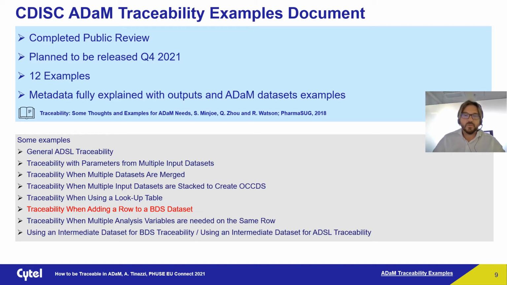I will show an example later on. Traceability when multiple analysis variables are needed on the same row, for example, for statistical analysis methods featuring multiple independent or dependent variables. Using an intermediate dataset for BDS traceability, or using an intermediate dataset for ADaM traceability when dealing with complex and articulate derivation.